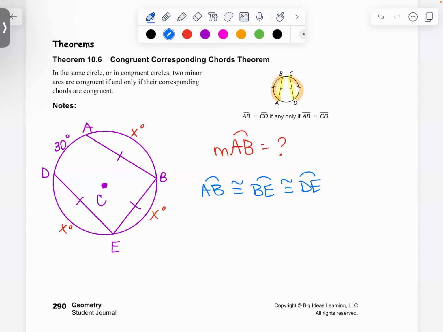So if I want to know the measure of arc AB, what do we know about those three arcs? What do they need to add up to be? Okay, if AD is 30 degrees, how much is left over? 330. So our three arcs need to add together to be 330 degrees, which means each arc is 110 degrees.